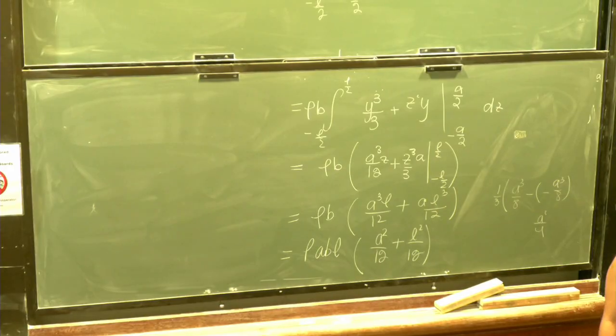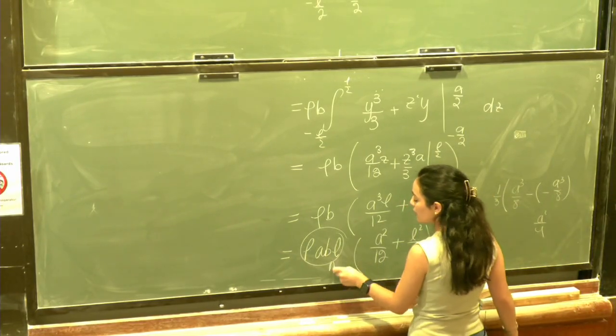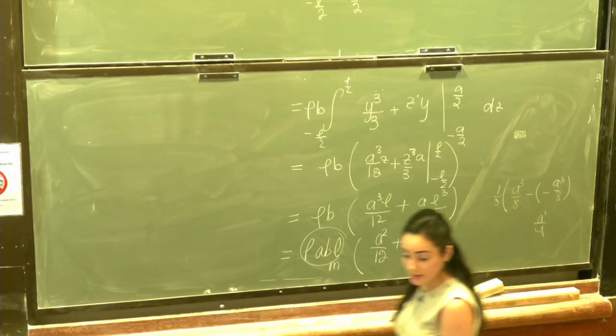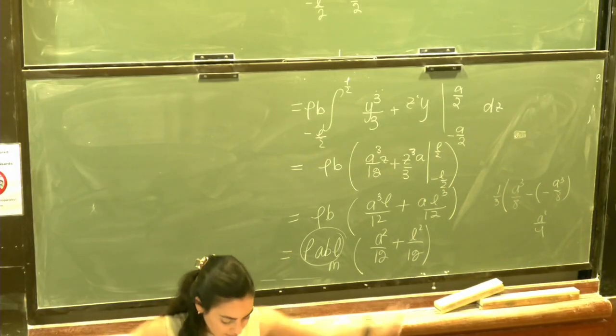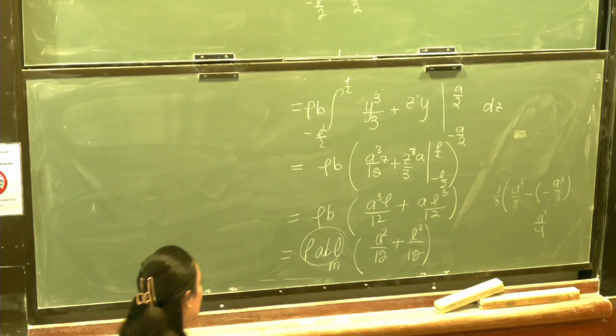What is rho a b L? Density times a times b times L. Length times width times height is the volume, and times density is the total mass. That's the total mass of the body. So we got m times a squared over 12 plus L squared over 12. Is that what we have? Yay, we got that answer. So it's not magic, we get them from these integrals.